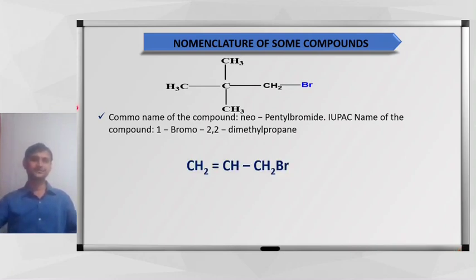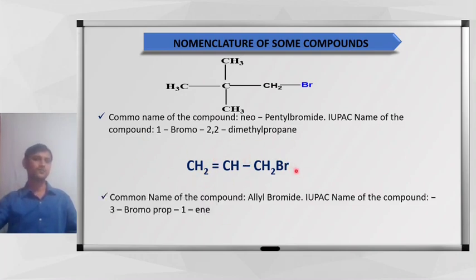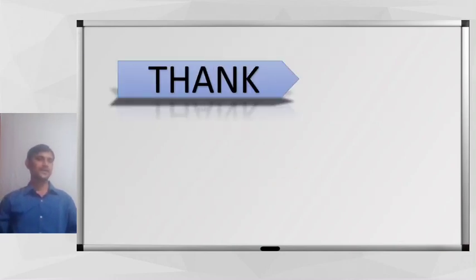Next one, which system? Already we'll look. This is allylic system. So this is allyl bromide. The common name is allyl bromide, and the IUPAC name, starting from here, 1, 2, 3, is 3-bromo prop-1-ene.